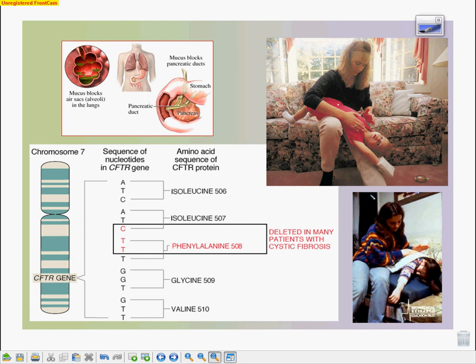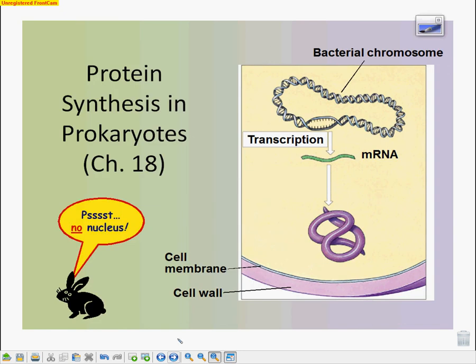These little youngsters have cystic fibrosis, and they actually have to kind of hit and pound on the chest to break up some of the mucus so that the kids can breathe easier. So just one little change on chromosome number 7 can really lead to some things that are pretty serious. So that's pretty much it with mutations. They're pretty short and sweet, pretty easy to get to.